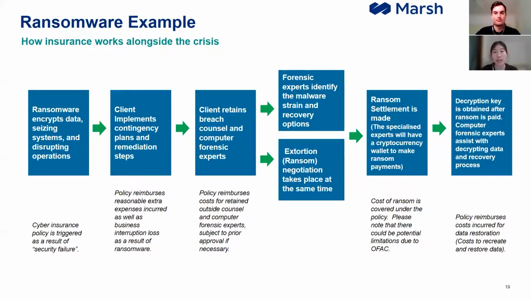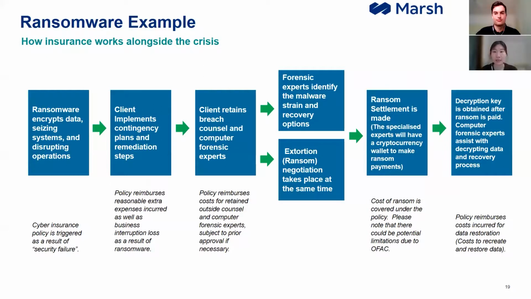The client would then retain breach counsel and computer forensic experts, in which the policy would reimburse the costs for these vendors. And it's important to note that these vendors are sometimes subject to prior approval if necessary by the insurer. Next, the forensic experts would try to identify the malware strain and work to find recovery options. And at the same time, ransom negotiation would take place. It's also important to note here that paying the ransom is completely up to the client. If the client elects not to pay the ransom, IT forensics can assist in trying to recover the loss of data.